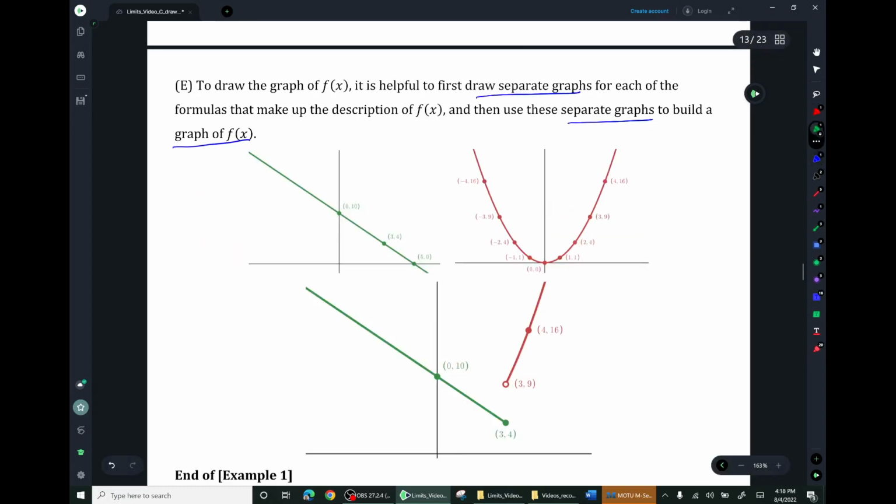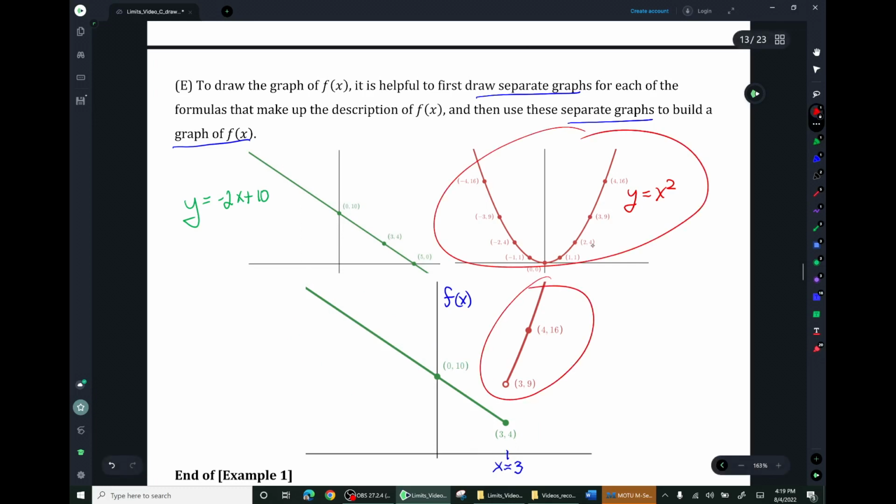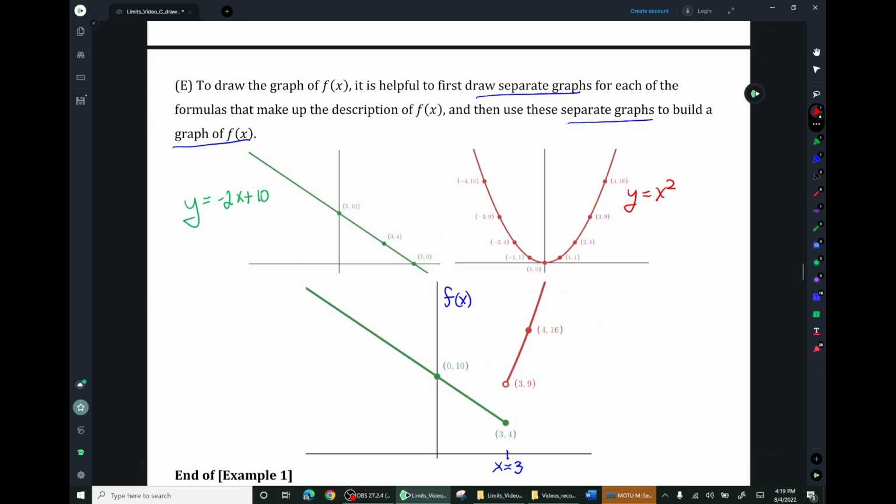So here on the left we have the graph of y equals minus 2x plus 10. Here on the right we have the graph of y equals x squared. Now those two graphs go into making the graph of f of x, so down below we have the graph of f of x. Notice that for x values less than or equal to 3, the graph of f of x is taken from that green graph. For x values greater than 3, the graph of f of x is taken from that red graph. Well, there's a graph of f of x, but our job was not just simply to draw the graph, it was to illustrate the earlier results.